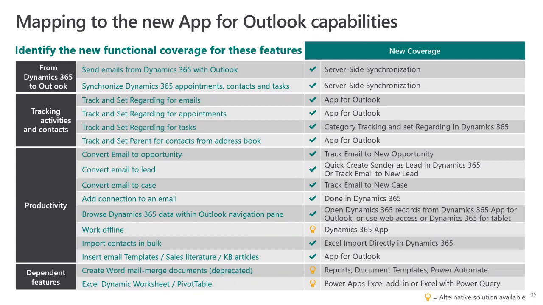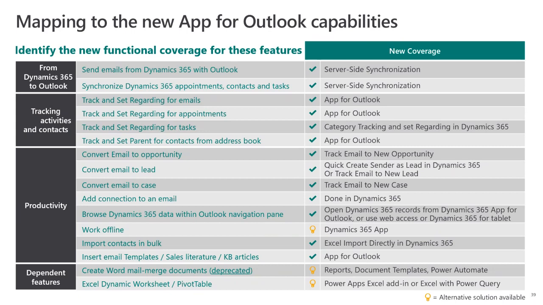To track and set regarding for emails and appointments, this will be done in the app for Outlook. To do that for tasks, you can use category tracking in Outlook and then set regarding in Dynamics 365. To track contacts from your address book and associate them with accounts in Dynamics 365, you can use the app for Outlook, so on Outlook Desktop 2016 and above.